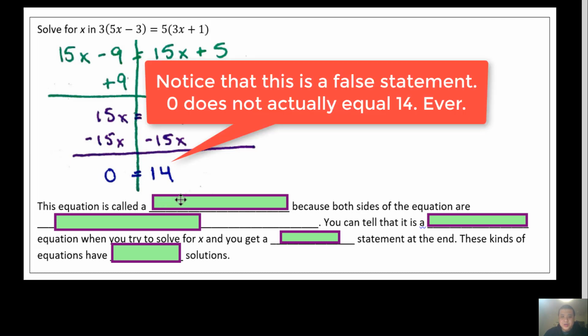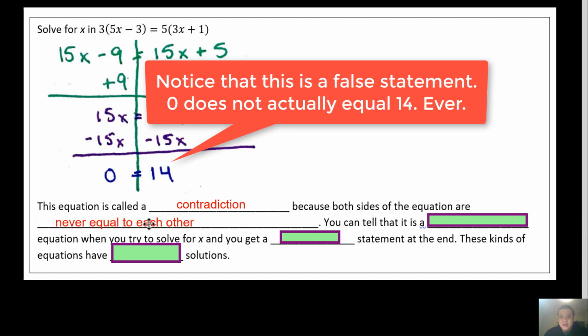This type of equation is called a contradiction, because both sides of the equation are never equal to each other. You can tell that it is a contradiction equation when you try to solve for x and you get a false statement at the end. So this false statement right here is that 0 equals 14. Well, obviously 0 does not equal 14. Under no circumstances does 0 ever equal 14. That's a false statement.